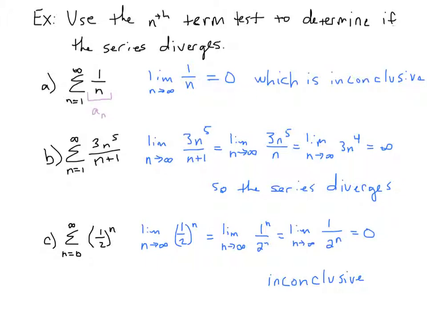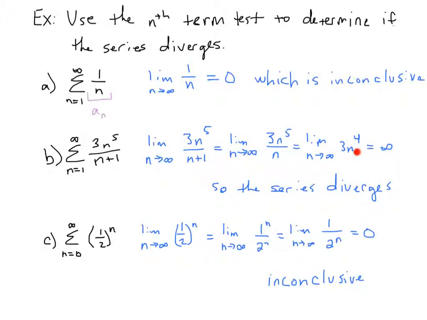My next series is 3 times n to the 5th over n plus 1. It's still an infinite series. So I take this part right here, this is my general term, and I take the limit of that. So the limit of 3n to the 5th over n plus 1. We're going to infinity, which means that I can ignore the plus 1, because the plus 1 doesn't matter. So really I have 3n to the 5th over n, and then I can cancel this n with one of the n's up here, so really I have 3n to the 4th.